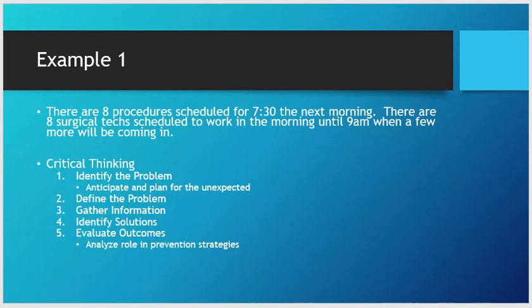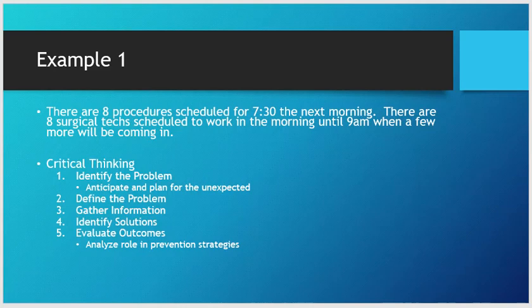Our first example. There are 8 procedures scheduled for 7:30 the next morning. There are 8 surgical techs scheduled to work in the morning until 9 a.m. when a few more will be coming in. So let's identify the problem. We know that there may be a staffing issue at hand here, right? Identifying the problem just says, hey, there's a potential problem here. So defining the problem is to say if someone were to call in sick, there will not be enough techs to staff the rooms in the morning. Also, there's already no extra surgical tech staff in case a procedure requires 2 scrubs or needs a runner for sterile supplies or blood products.